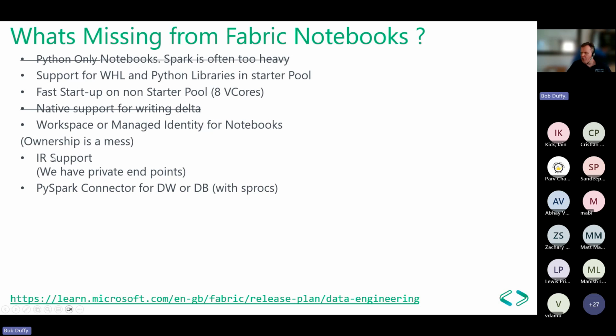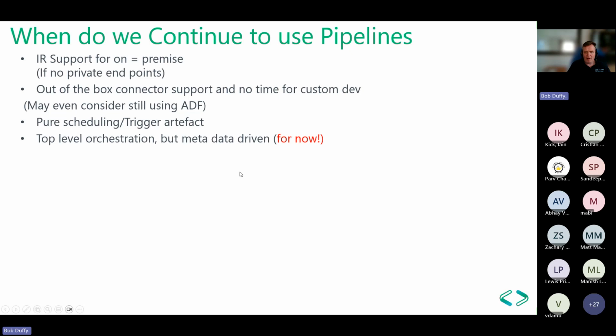But some things that will help us move to more notebook-centric is there's no concept of IR support. So at the moment, if you have on-premise kind of data, we have to use a pipeline in order to get hold of that. And identity is a bit of a mess. When you run a pipeline, it runs under the identity of the person that last saved it, which is like, I don't think that's a very secure way of doing it, right? It really needs the concept of a managed identity for notebooks, which is what we do have in the ADF world, right? So there are a few things that aren't quite there, right?